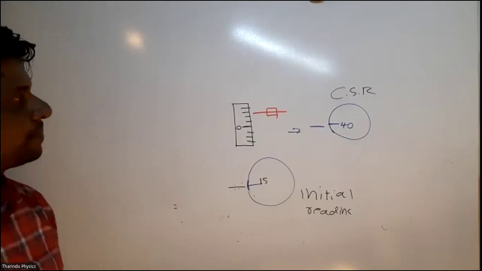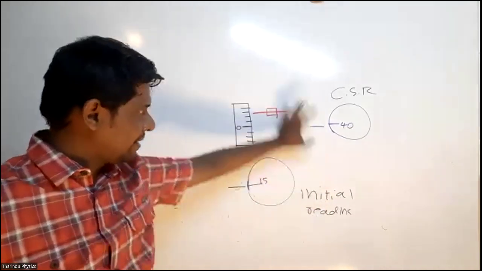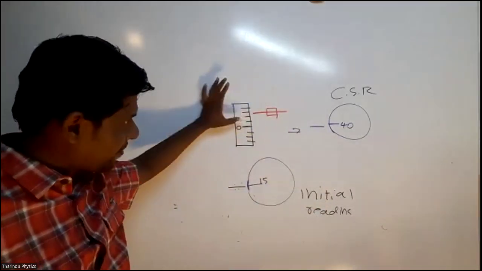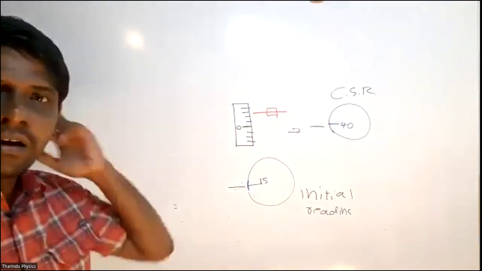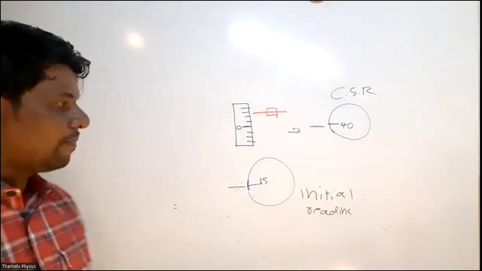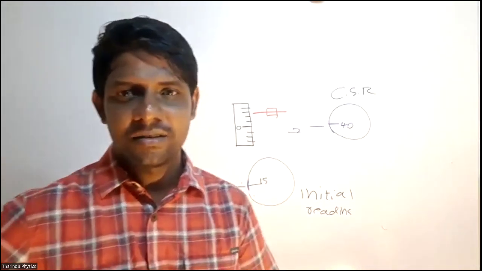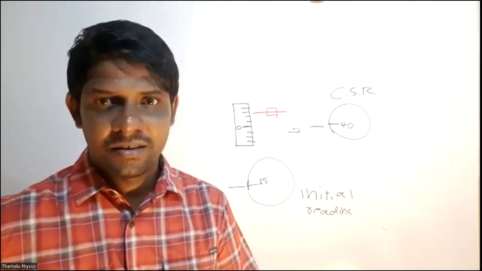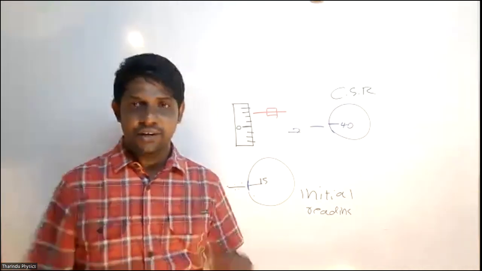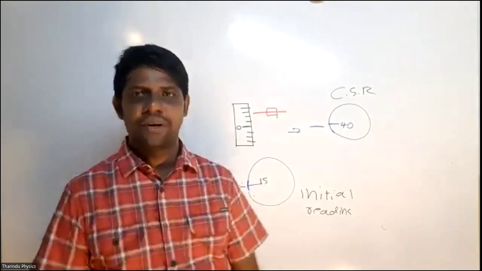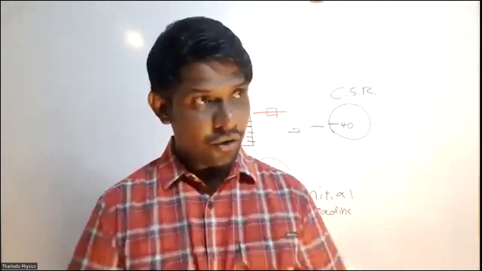Tejan, no. This is the initial reading. This is the final reading of the main scale and the circular scale. No, no. Charaka correct. So I actually let you think yourself and do it. Lydia, very good. Good girl, correct. Tejan, no, no, no.